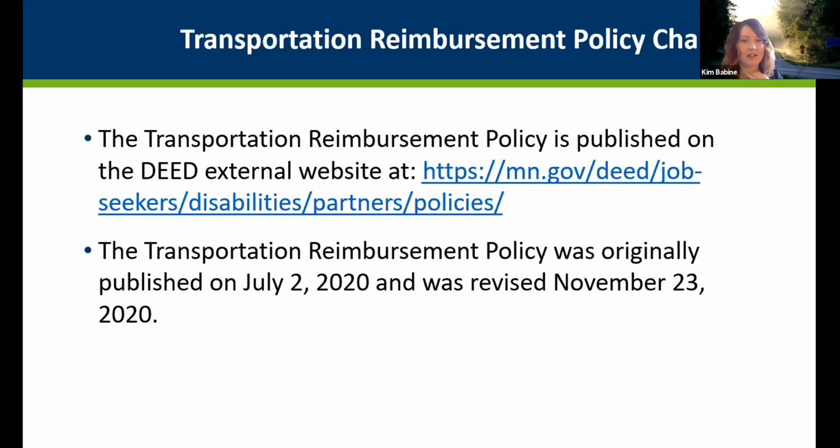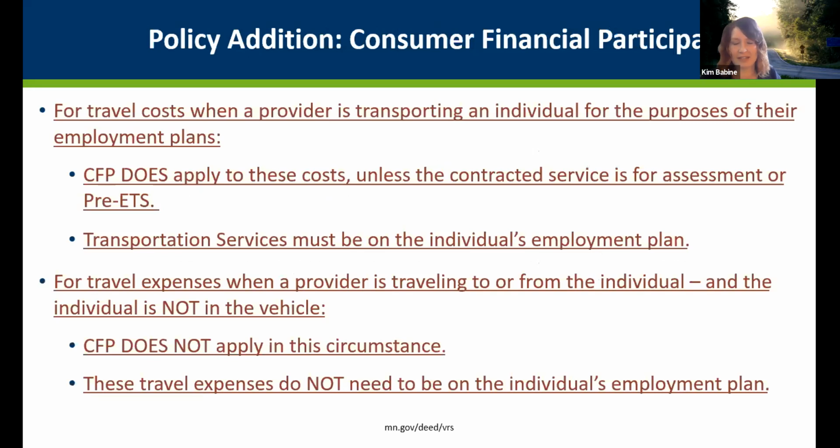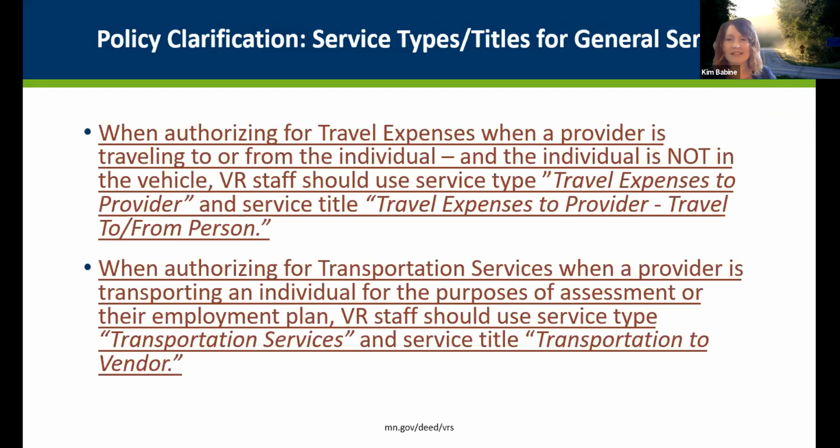So on the next slide, we talk about the service types and titles for these transportation services. This isn't necessarily policy that you as community partners will be using all the time. This is really important for the VR staff who will be authorizing for those services, but we thought it's important for you to see the service types and titles. That's how we authorize, and you can see that we need to authorize them separately. So it's two different things that a community partner would have authorizations for.